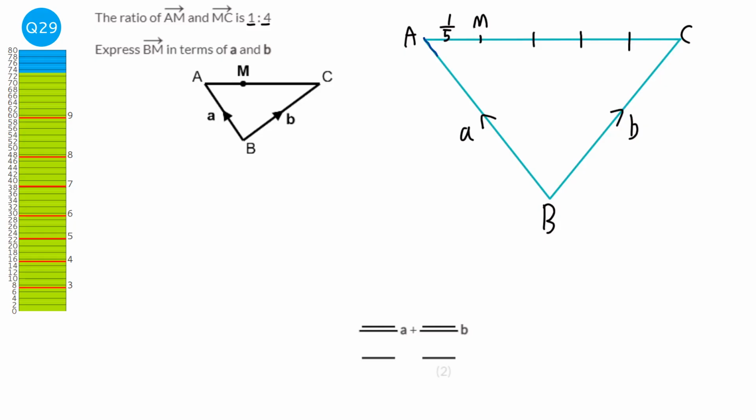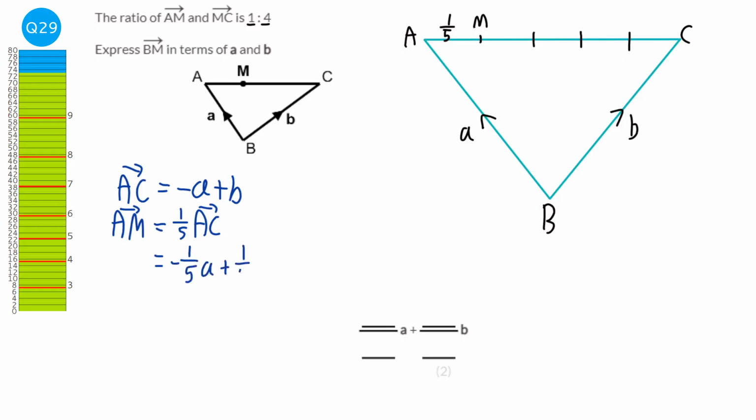So what we're going to do is we're going to go from A to C by going down here and then up here. So we can find out A to C is going to be going backwards down A, then up B. Now A to M is going to be 1/5 of A to C. Now if A to C is minus A plus B, that means A to M is going to be minus 1/5 A plus 1/5 B.